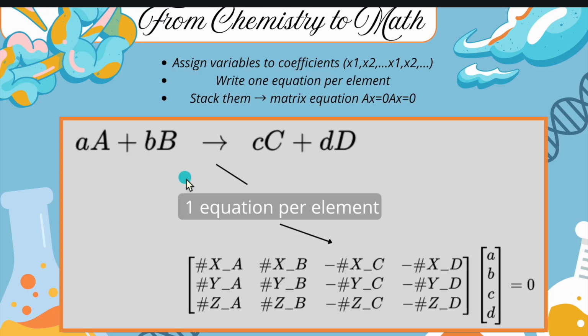Now, let's go to slide 3. From chemistry to math. Let's connect chemistry to math. To balance an equation, we assign variables to the coefficients for each element. We write one equation that ensures the number of atoms is the same on both sides. So every element contributes to a linear equation. Finally, we stack all these equations together into a matrix equation.